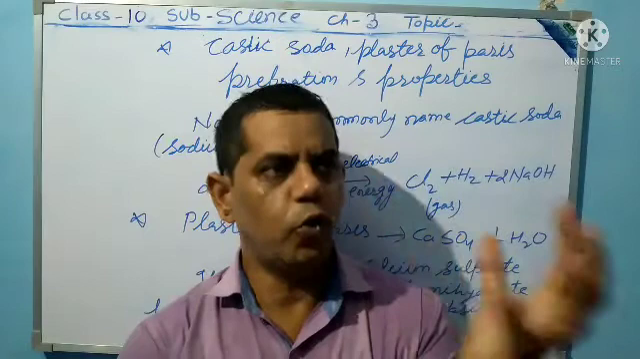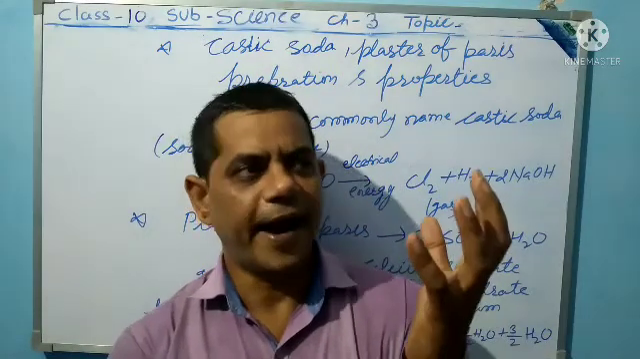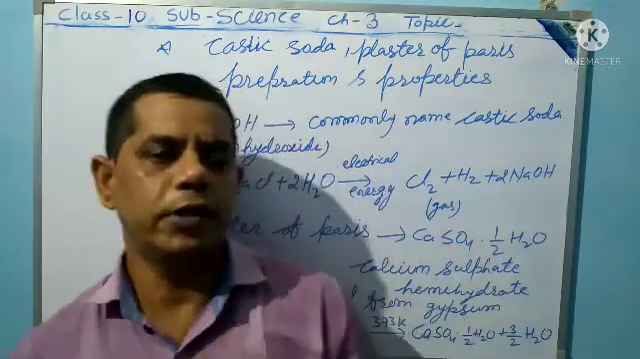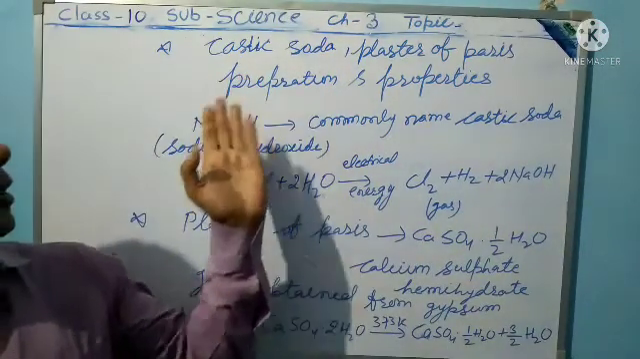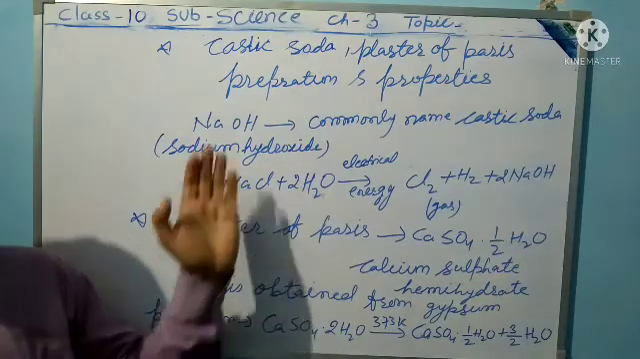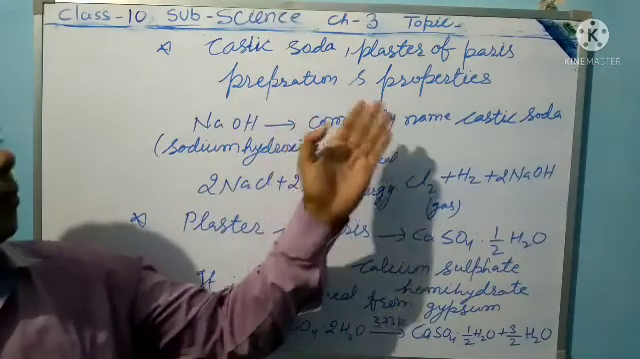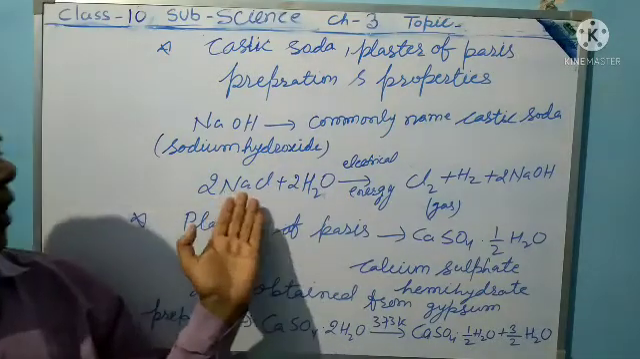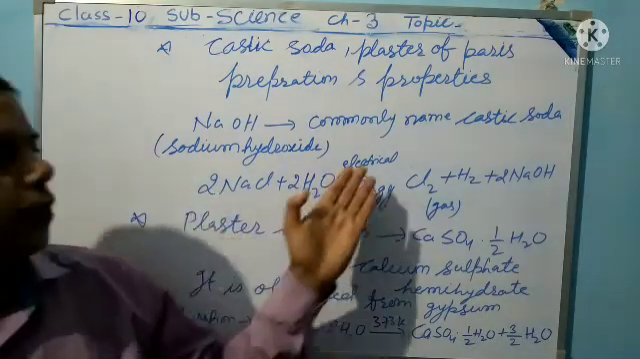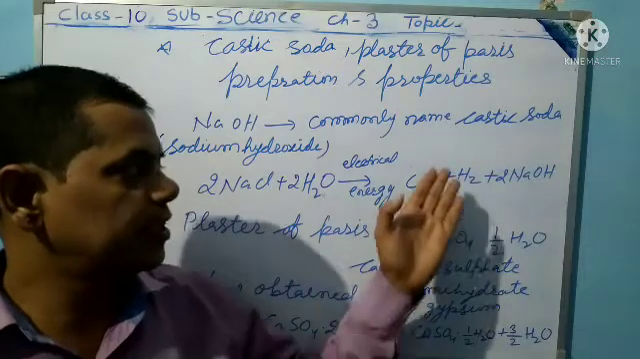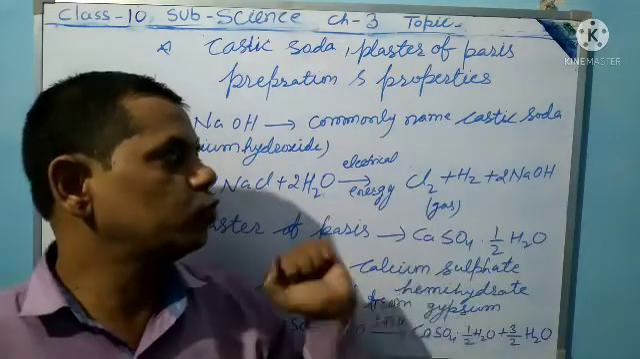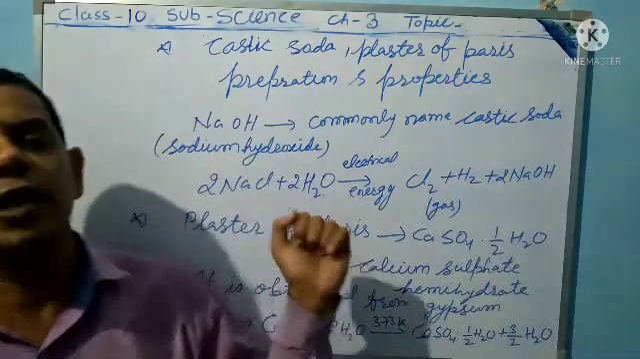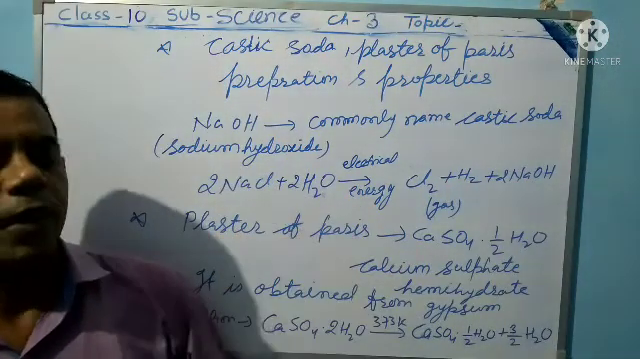sodium hydroxide, chlorine and hydrogen. That is, 2NaCl plus 2H2O, with electrical energy passing through, gives Cl2 and H2 gas and 2NaOH, sodium hydroxide, that is the caustic soda.